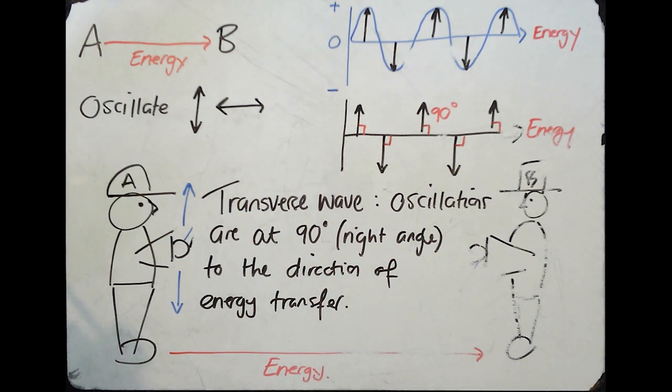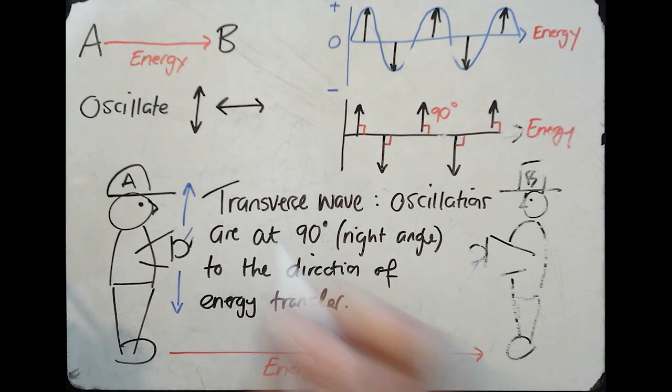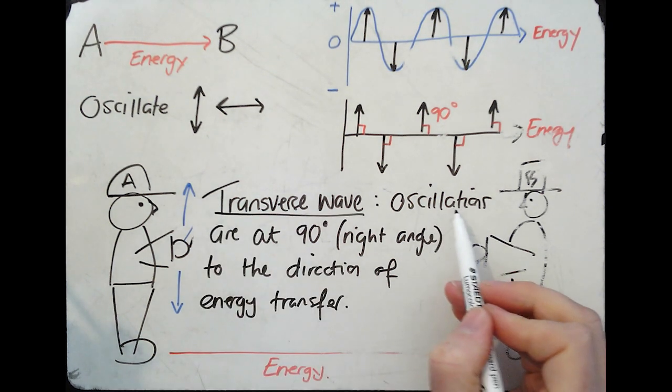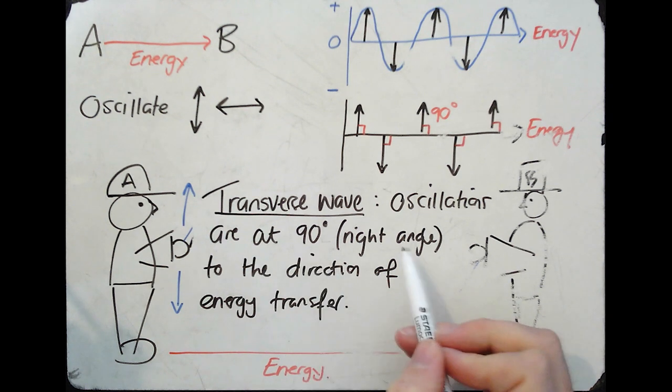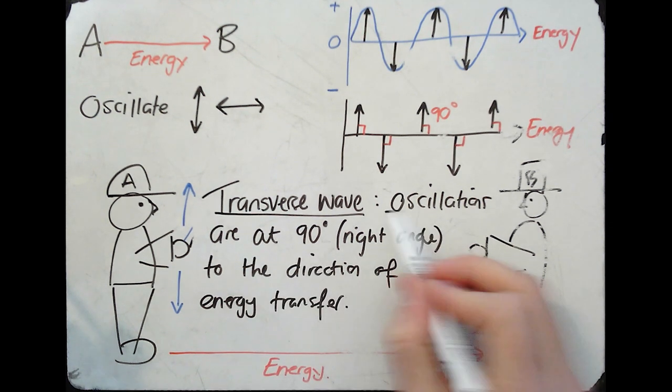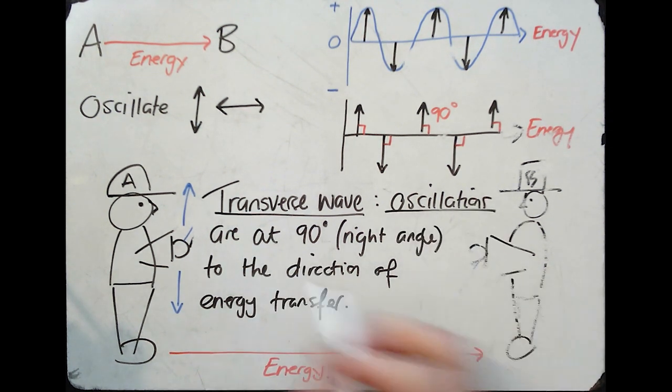Okay, I'm going to read that again because it's such a really, really important definition. In a transverse wave, the oscillations are at 90 degrees to the direction of energy transfer. I'm going to underline oscillations, and I'm going to underline 90 degrees and energy transfer.